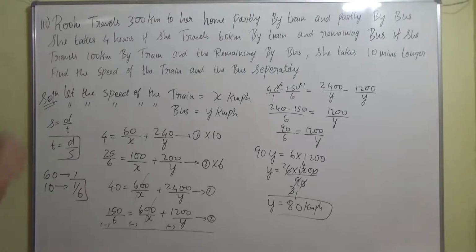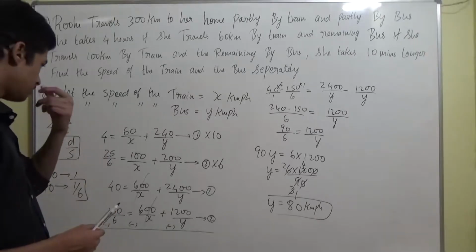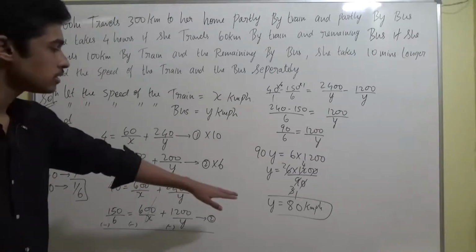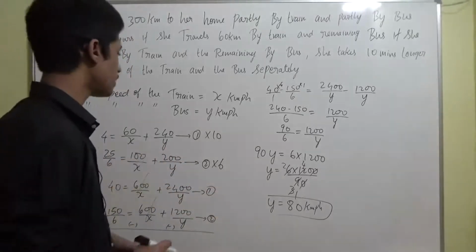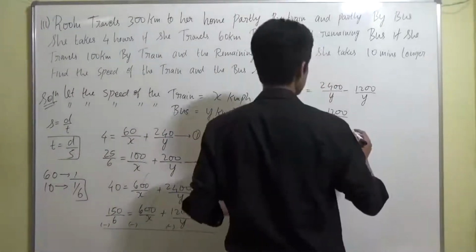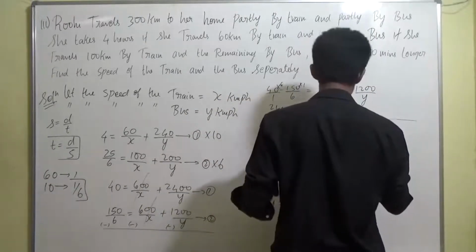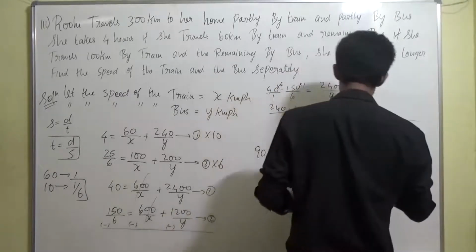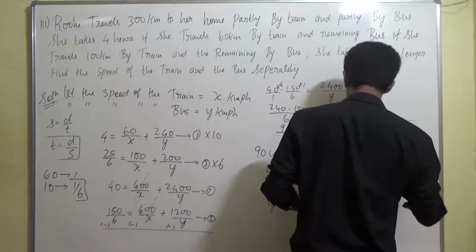Now let's find the value of x. If I substitute back the value of y in any of these two equations, I'll get the value of x. So let me substitute this in equation 1. Down there you will be writing: substituting the value of y in equation 1. I'll substitute it here, guys. If I substitute, this becomes 4 equal to 60 by x plus 240 by y. y is nothing but 80, right?